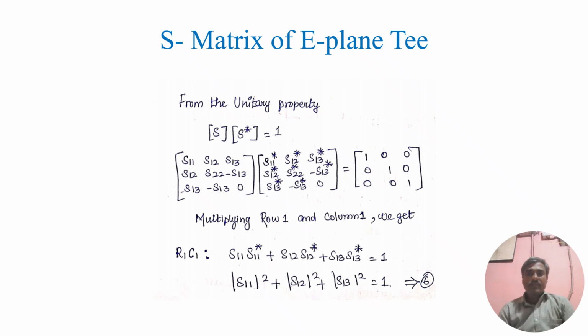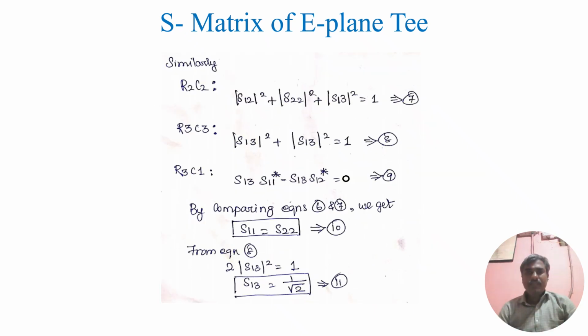Then by multiplying row 1 and column 1, we can get equation number 6. Similarly, by multiplying row 2 with column 2, we can get equation number 7. Then by multiplying row 3 with column 3, we can get equation number 8. Then multiplying row 3 with column 1, we can get equation number 9.